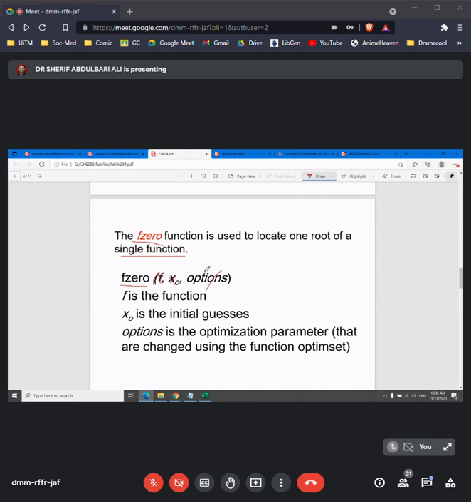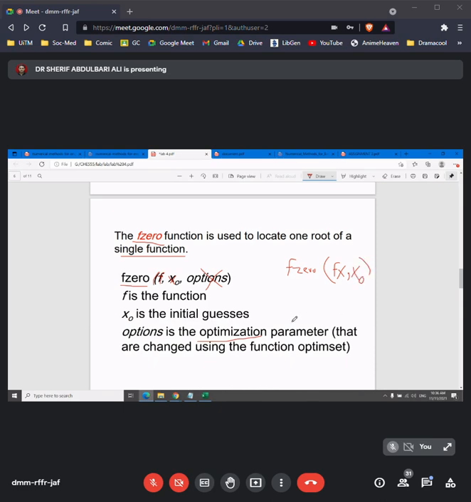We are not going to use the options parameter here, because the options parameter is for optimization. Since we are only finding the root, we are not going to use the options. So in Matlab, you just write fzero, open a bracket, write the name of your function, and then put the initial values.